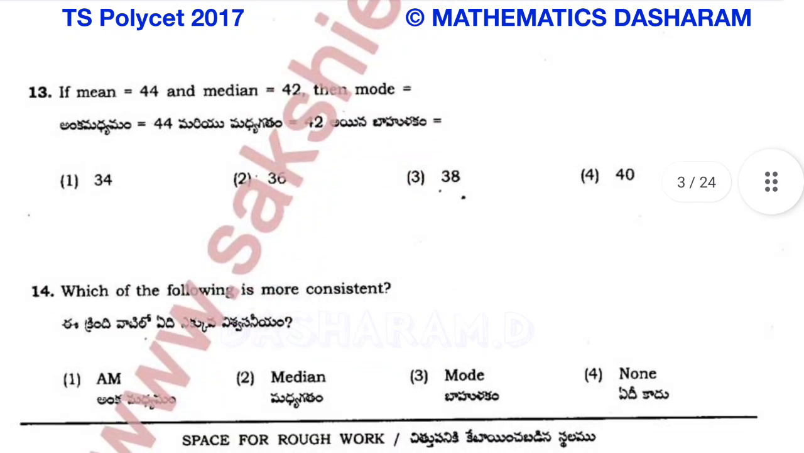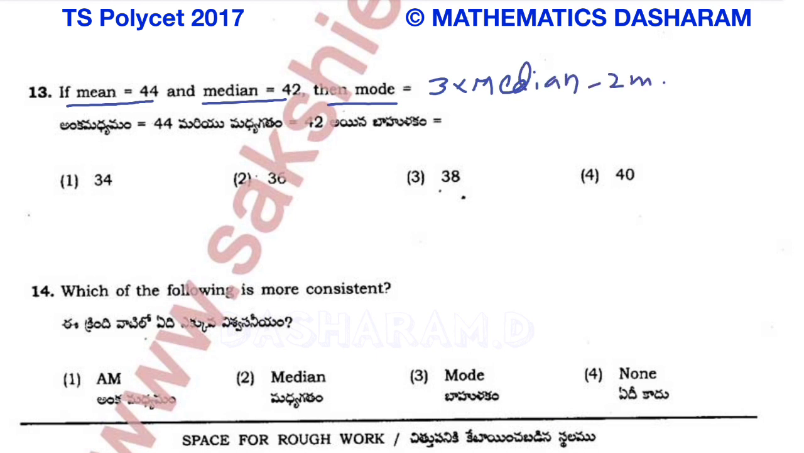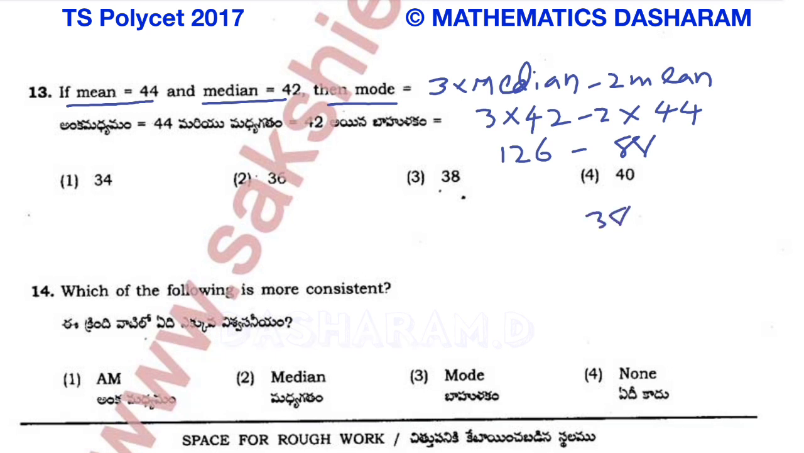Next, the 13th question. If the mean is 44 and the median is 42, then the mode equals. The mode formula is 3 into median minus 2 into mean. So 3 into median 42 minus 2 into mean 44. 3 2s are 6, 3 4s are 12, so 126 minus 88 is 38. So option 3 is correct.